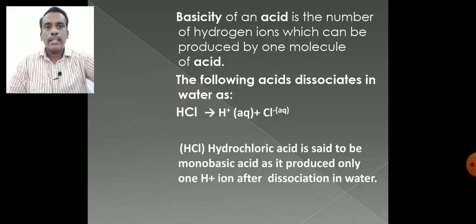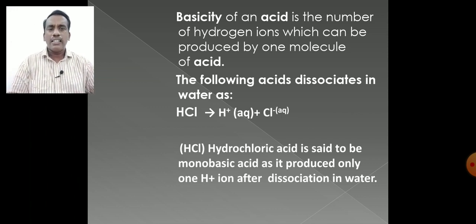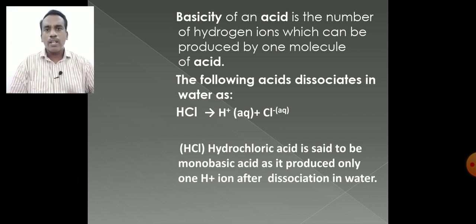So let us take what is the main theme of these acids. The acids are going to present the H plus ion. Now the number of H plus ions that are given by an acid is called with another name, known as the basicity of the acid. What do we call as the basicity of the acid? So what is meant by the basicity?